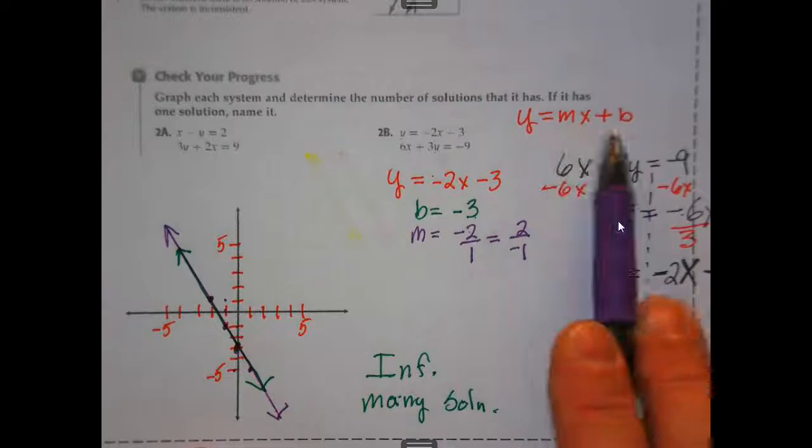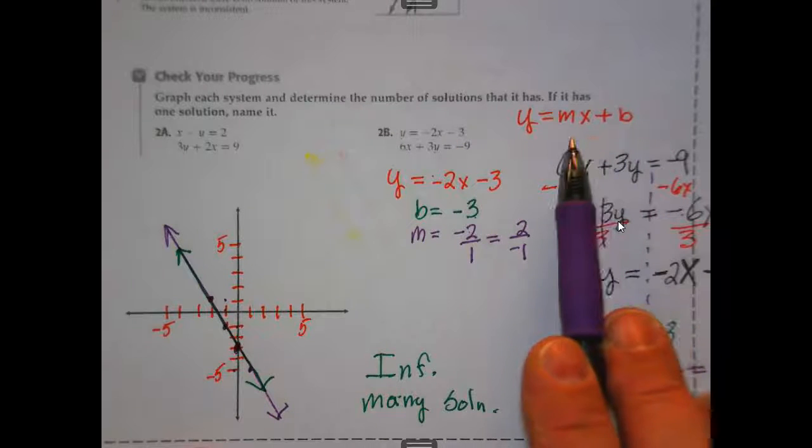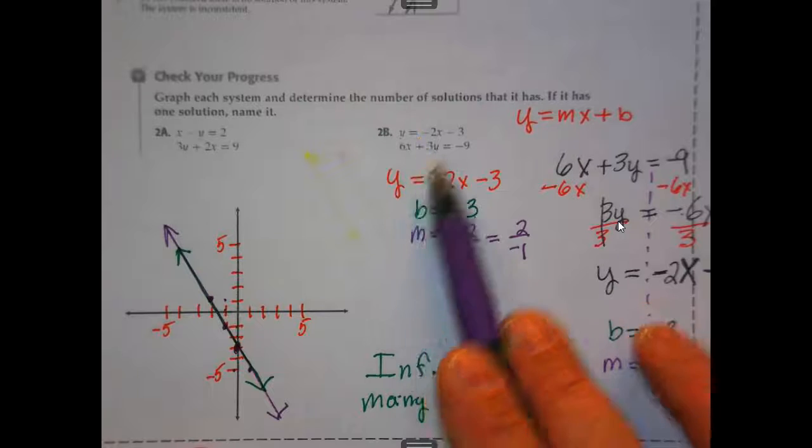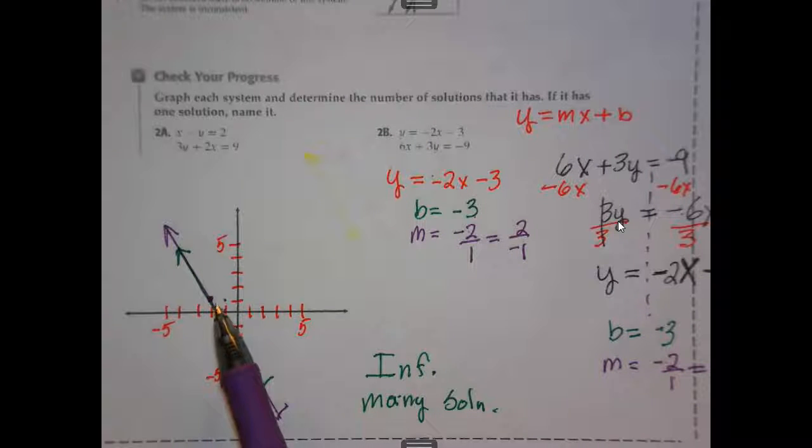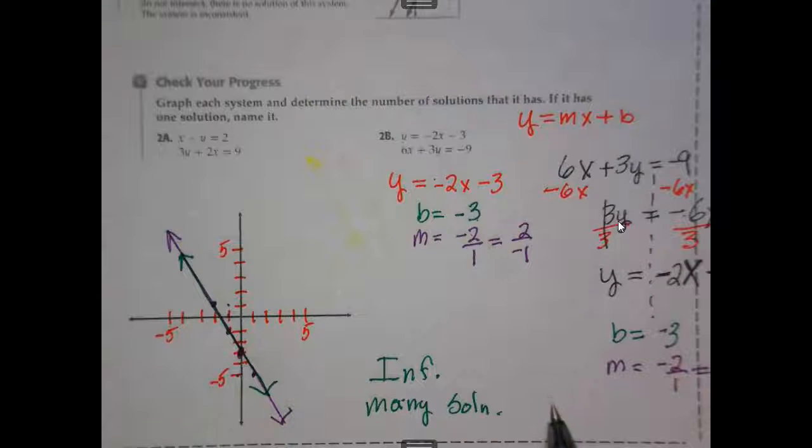Equations in slope-intercept form. And then we graphed each one of these lines. And in this problem, the lines happen to be the same line, so it was infinitely many solutions. Okay. Couple of things you had to be aware of. Graphing lines, graphing line method for solving systems of equations.